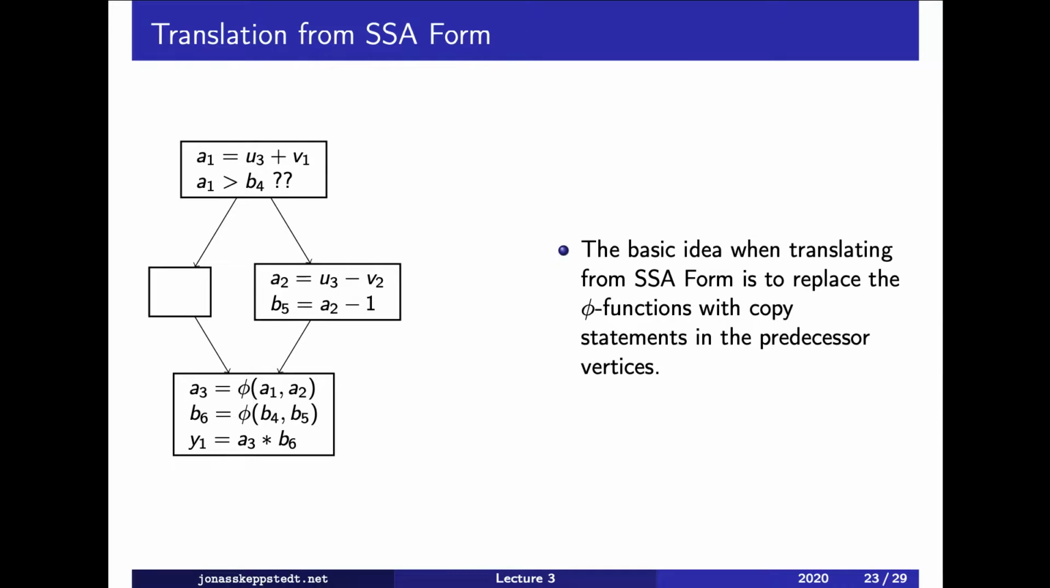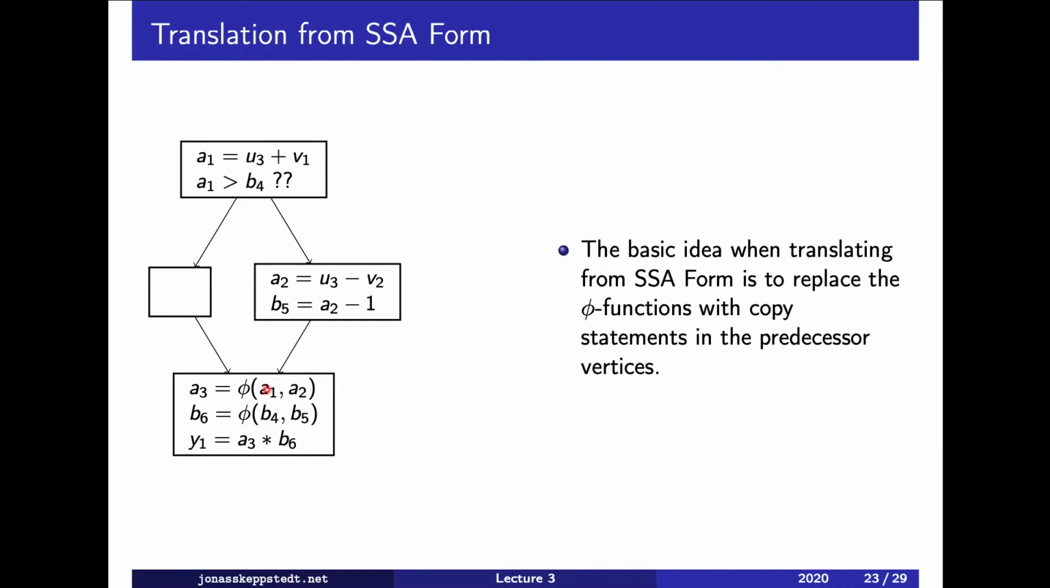So now we have come to translation from SSA form. And the basic idea is to take one phi function at a time and make copy statements in the predecessors. So in this vertex, we set A3 to A1 and B6 to B4. And in this vertex, we set A3 to A2 and B6 to B5. And then we can delete the phi functions.